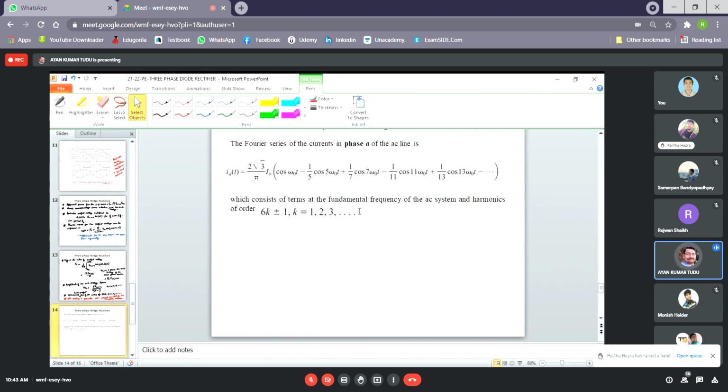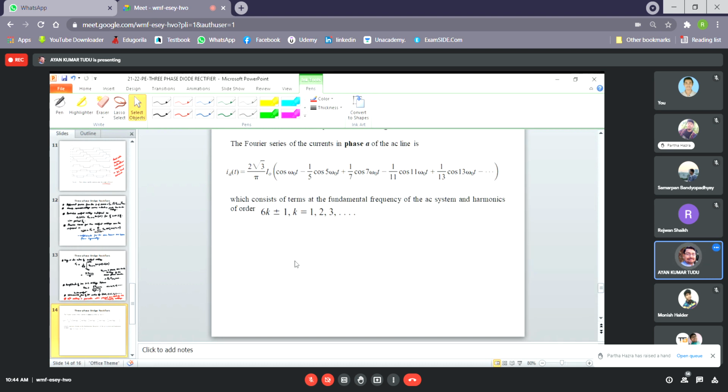Now, as you can see, because these harmonic currents may present problems in the AC system, filters are frequently necessary to prevent these harmonics from entering the AC system. Please remember that these filters prevent the harmonic currents from propagating through the AC power.